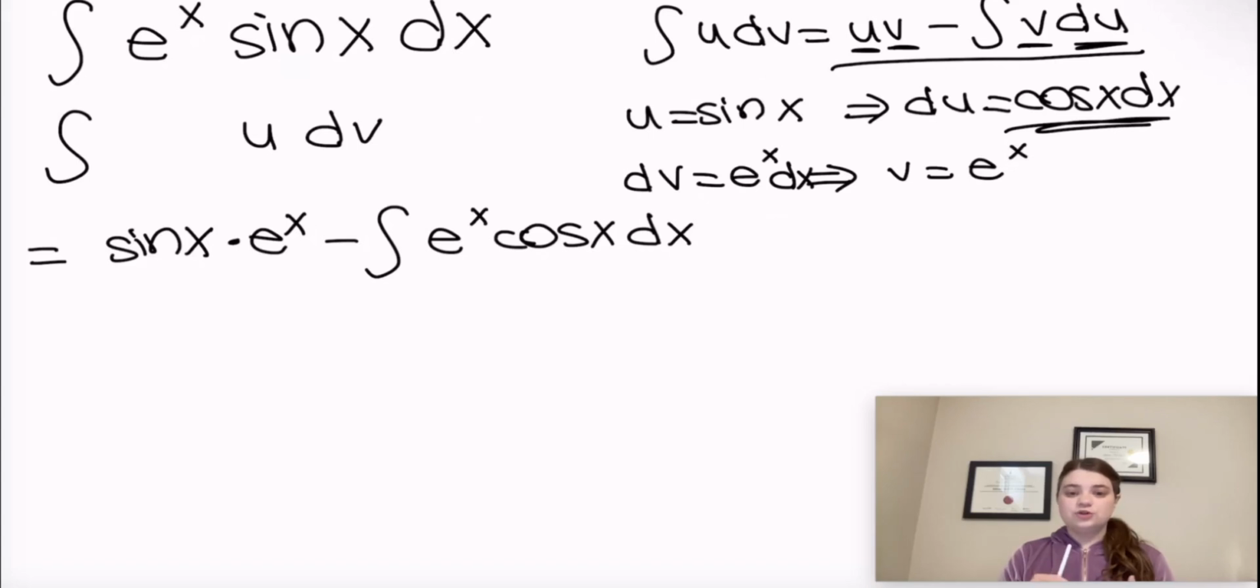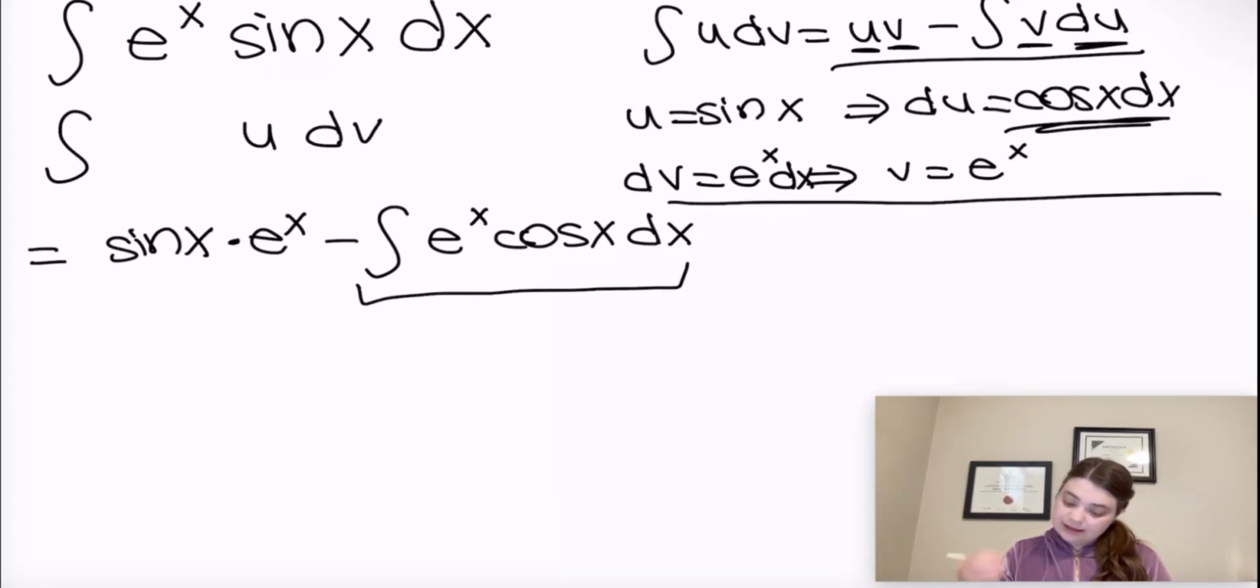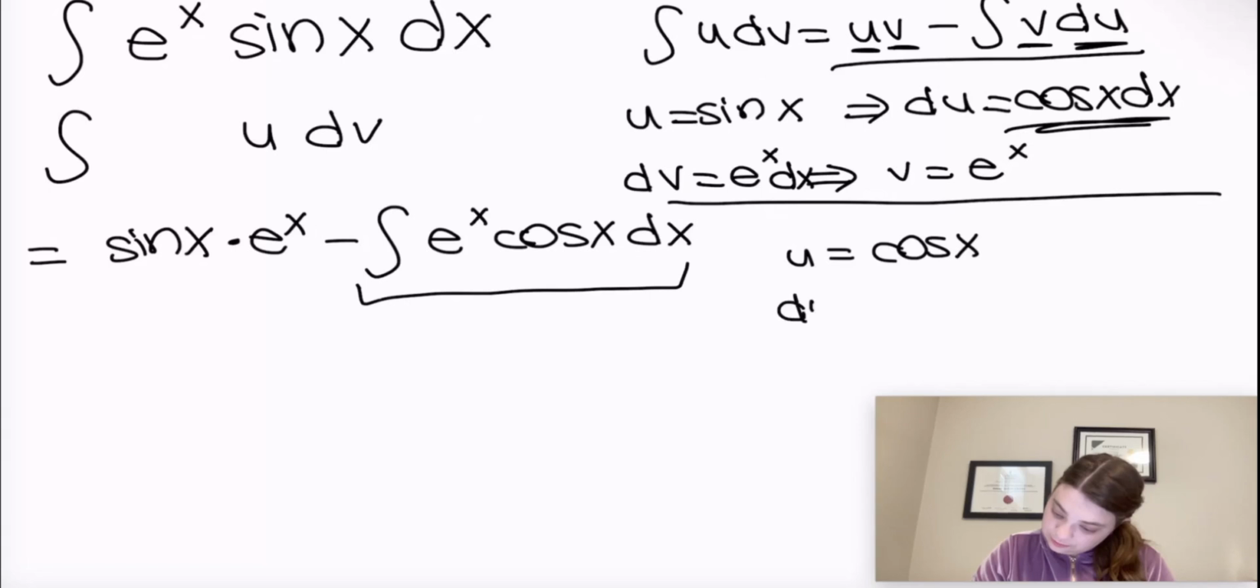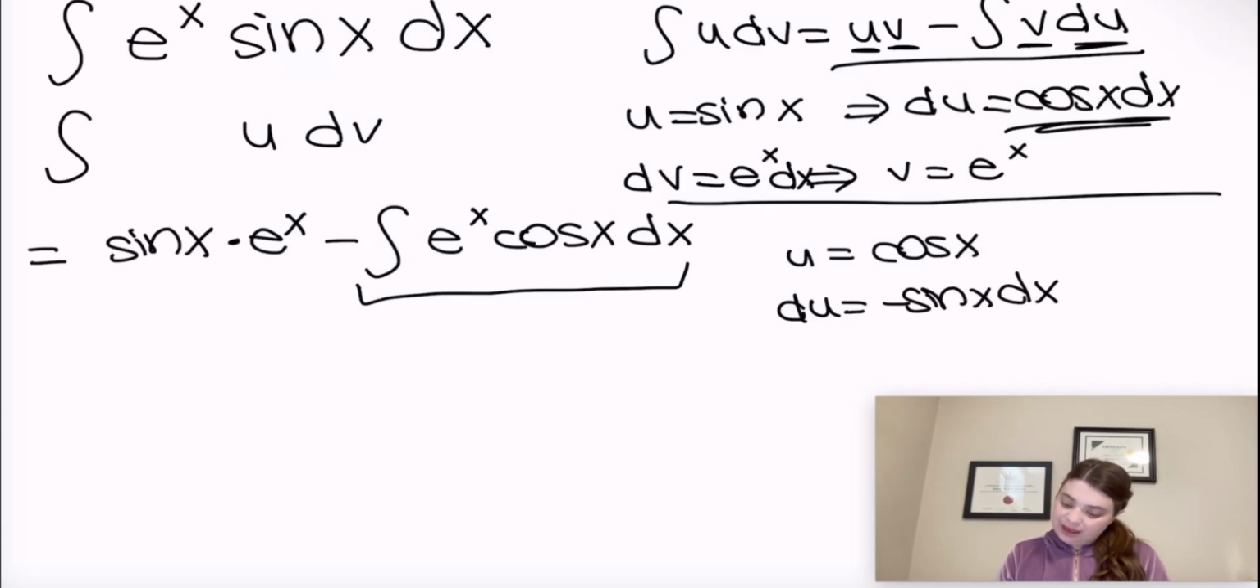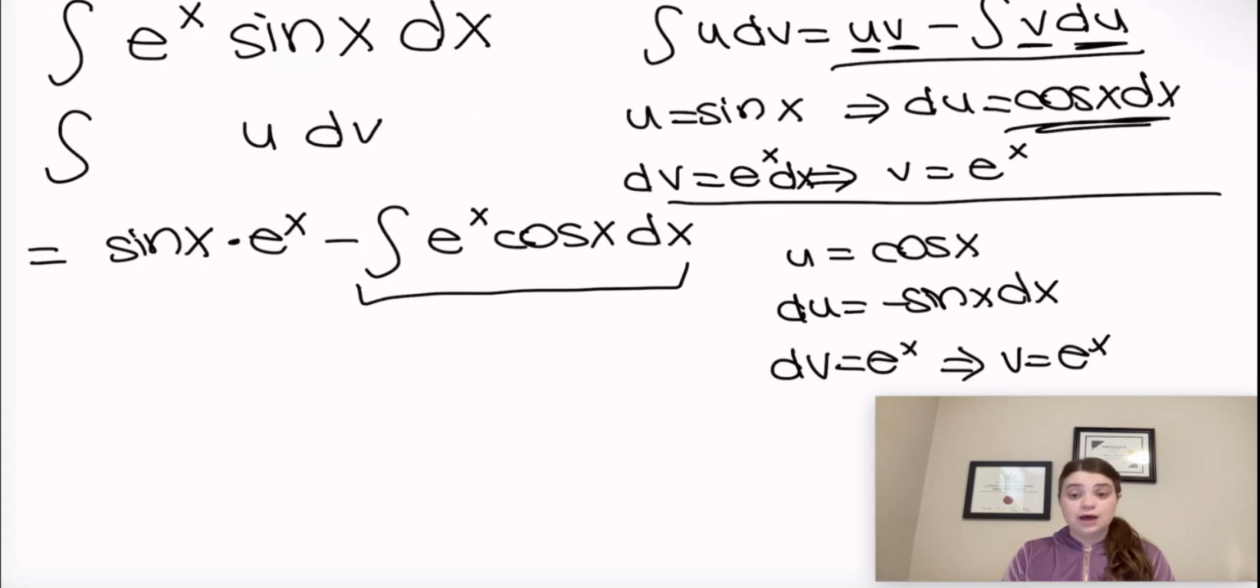So now we want to apply that same thing, integration by parts again, just to this one. Okay, so ignore all of this. This time I'm going to have my u be equal to cosine of x, which means that du is equal to negative sine x dx, like that. And then I'm going to have dv, same as before. dv is e to the power x dx, meaning that v is equal to e to the power x as well.